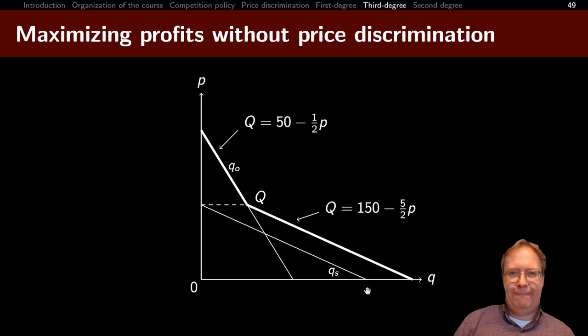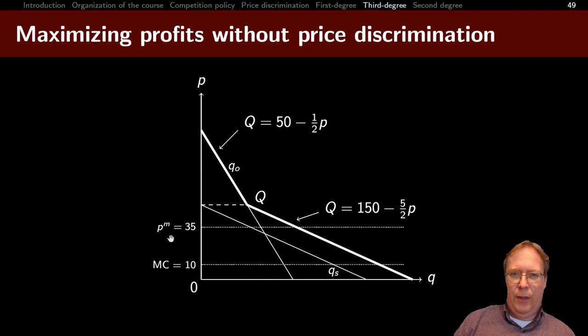Back to my graph. Marginal cost equal to 10, that's here. This is my monopoly price, 35. So I can also see here the demand from the two individual groups.